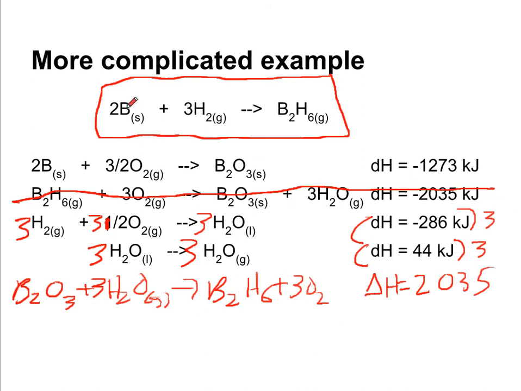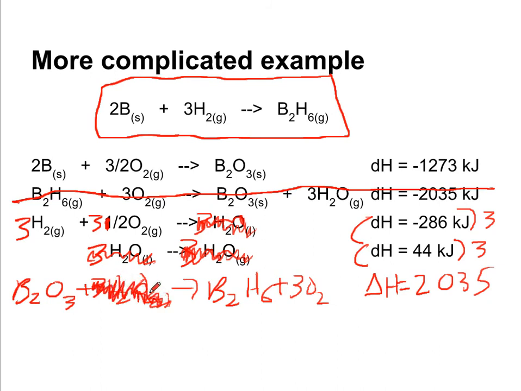So let's go through and cancel out things that show up on both sides of the reaction arrow. We've got 3 liquid waters. Those are going to go away because there's 3 of them right here. We've got 3 water vapors. Those are going to go away because there's 3 of them down here.